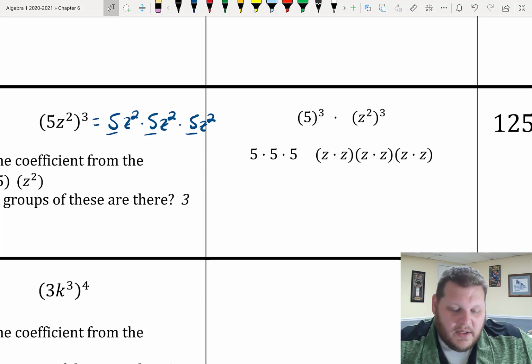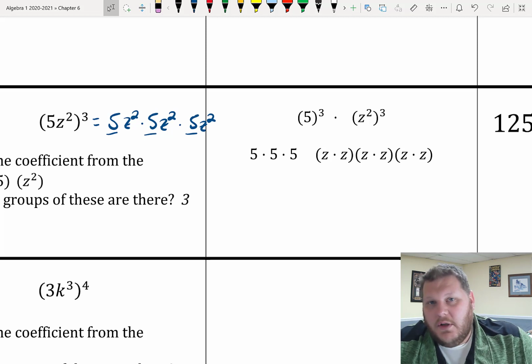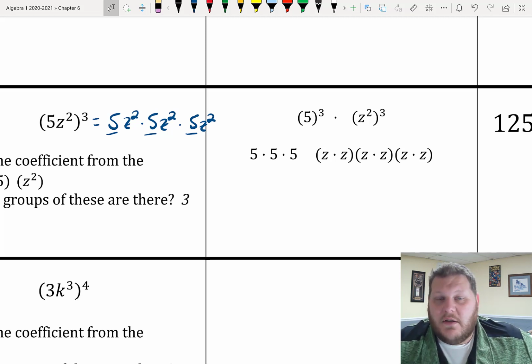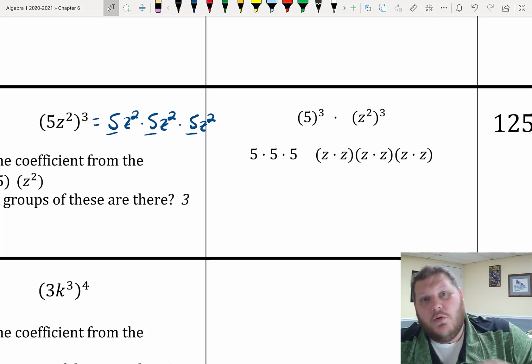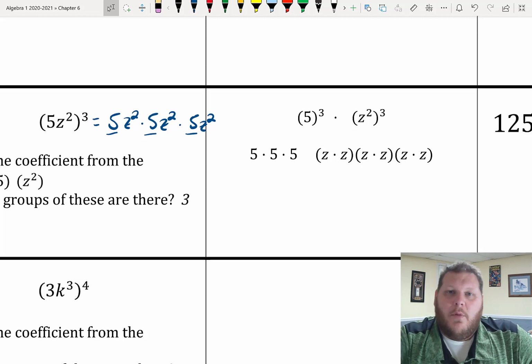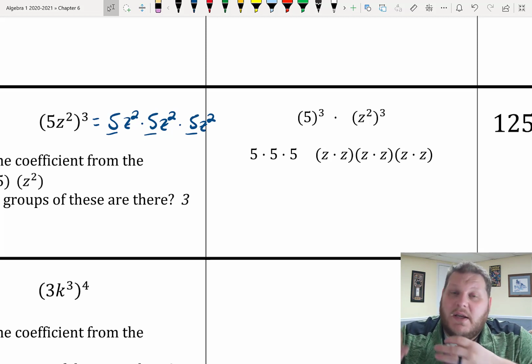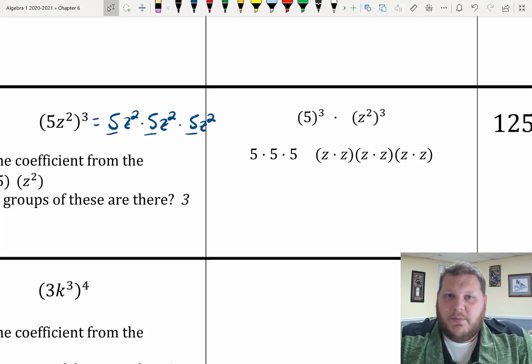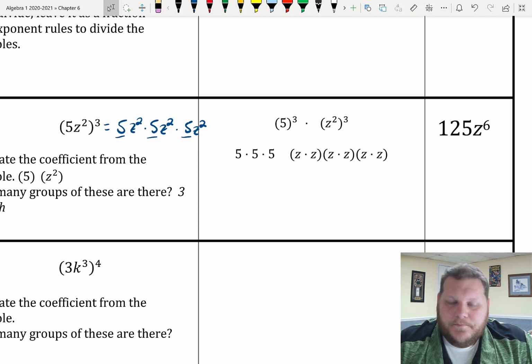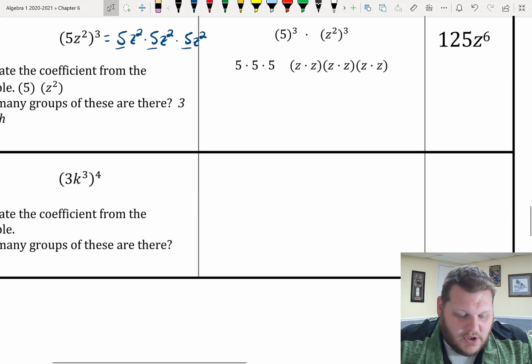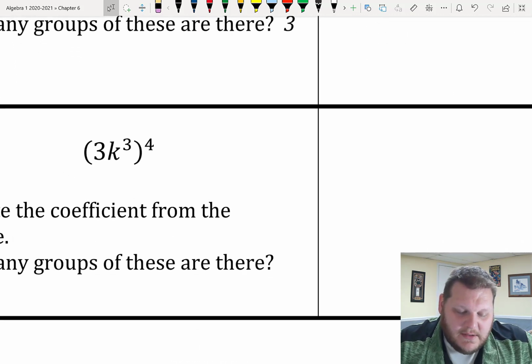So that's the shortcut here, is recognizing that 5 to the 3rd power is going to be my new coefficient, because it's 5 times 5 times 5. 5 to the 3rd power is 125. And then for my z squared to the 3rd power, that's where we go back and apply that exponent rule. So again, if I have an exponent being raised to another exponent power, we can just multiply those together, and that's how we get z to the 6th power. So let's jump in here and give this one a shot.